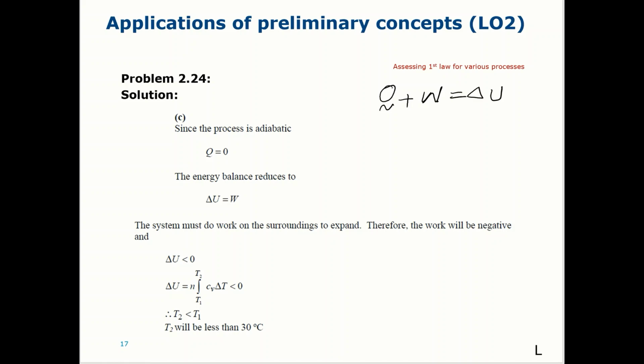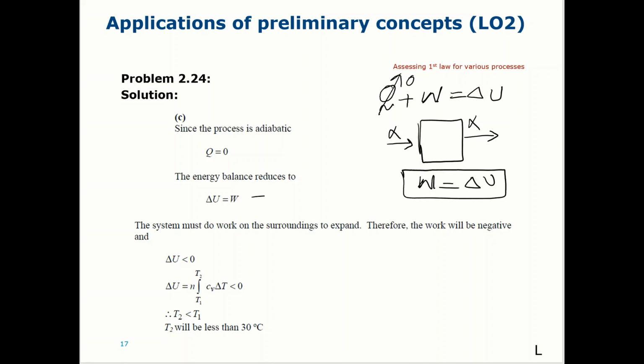For adiabatic process, what is 0? For adiabatic process, Q is 0. As I said, for adiabatic process, no heat can come in and no heat can go out. So the remaining equation becomes W is equal to delta U, right? As it's here. Now, this is the equation which we need to look at, right?